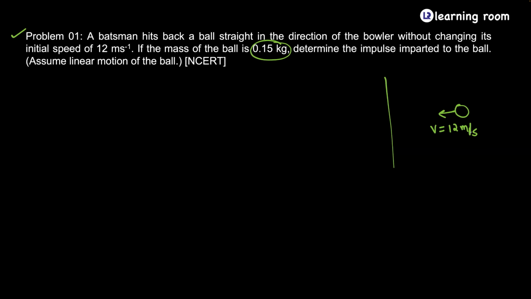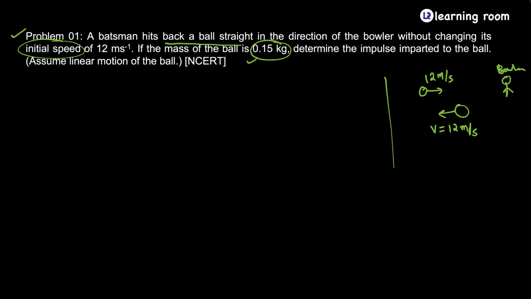After collision, what is happening? He hits back the ball straight in the direction of the bowler. The bowler obviously is here. So in the direction of the bowler means the ball should go in this direction. Without changing its initial speed means the rebound speed is also 12 meters per second. Are you able to visualize this point? Now, the ball has some mass. It is 0.15 kilogram. Now determine the impulse imparted to the ball.